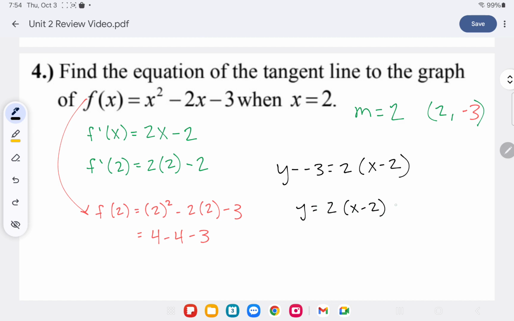You can solve for y. You can make it solve for y even more than that. But again, you can leave your answer. Don't oversimplify it.